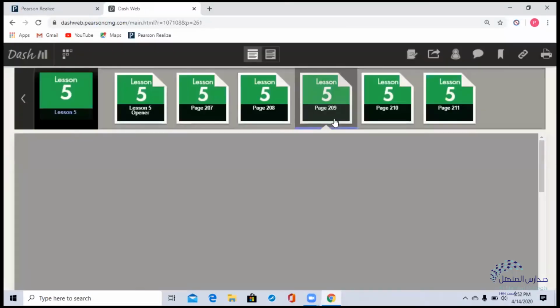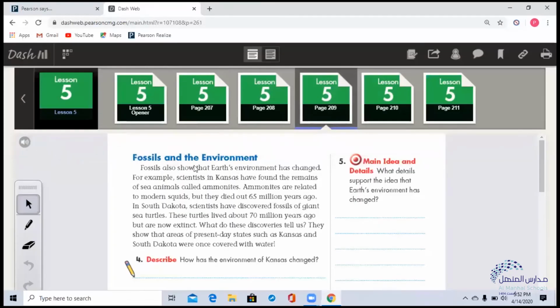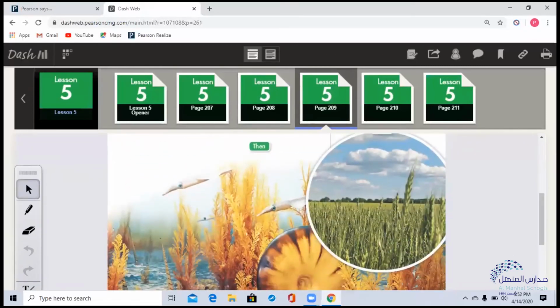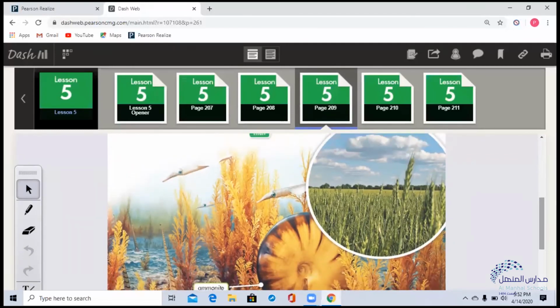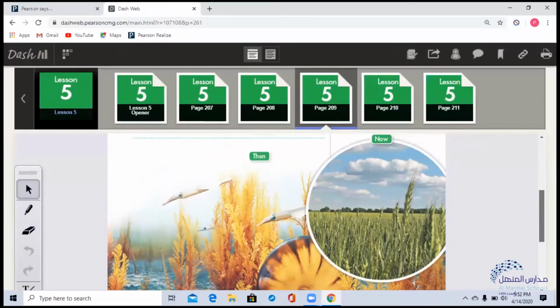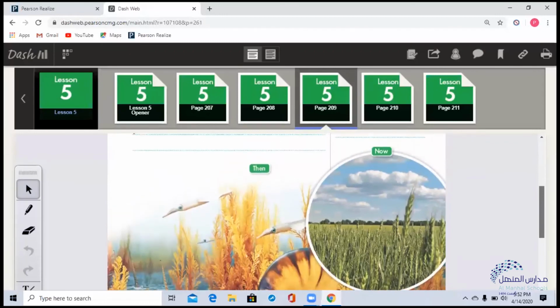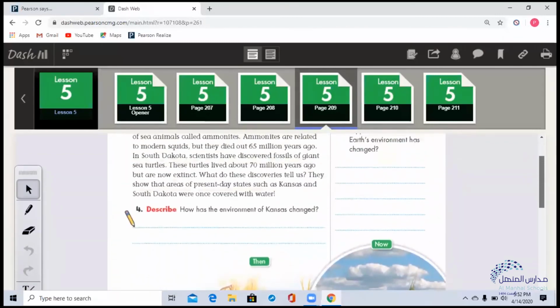On page 209, we can see fossils and the environment. Today, we can see that there are different types of environments, but we can find fossils in these environments that do not actually belong there, which means that the climate has changed over time. So in the past, Kansas looked like this, but Kansas looks like this now. So the land has either risen or dried up, which means that the climate has changed.